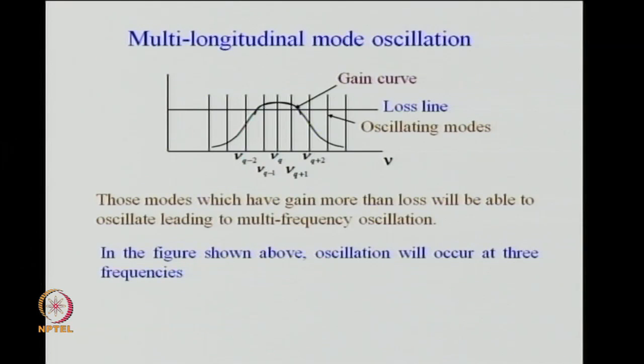Okay. So, a little bit more, as we are going towards selection of a single frequency. This we have discussed: there is a gain curve here, and the vertical lines are allowed resonance frequencies of the resonator. Those modes which have gain more than loss will be able to oscillate, leading to multi frequency oscillation of the laser. So, in this figure oscillation will occur at 3 frequencies, because you can see 1, 2, 3. For these 3 frequencies, gain is more than the loss.